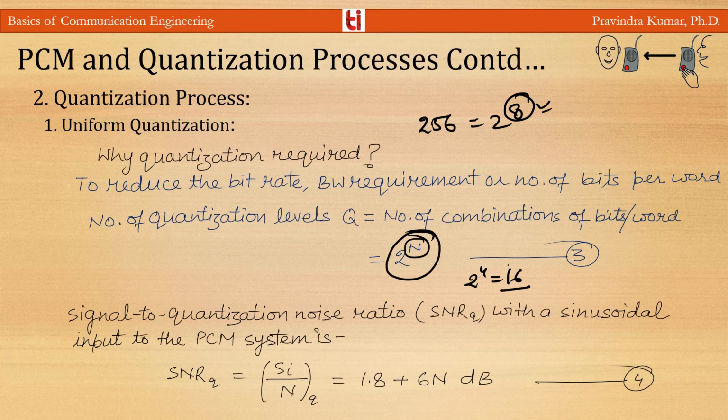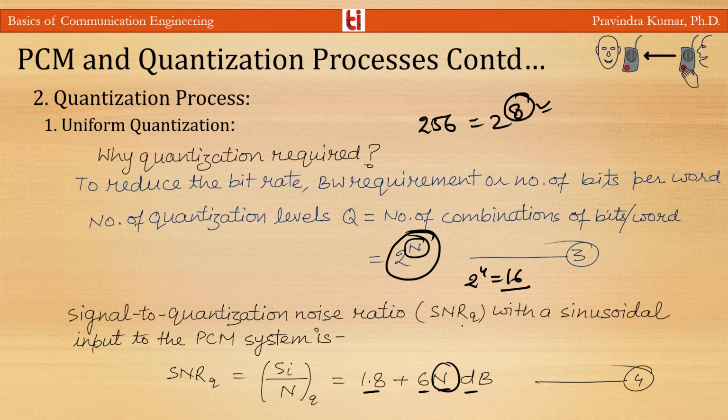The signal to quantization noise ratio with a sinusoidal input to the PCM system can be represented as 1.8 plus 6n dB. This equation shows that the signal to quantization noise ratio is dependent on the number of bits per word n, and this ratio should be as high as possible, which can be achieved by increasing n. But this increases the bit rate and hence the bandwidth of the PCM system. So the number of bits per word is a compromise between high SNRQ and the bandwidth requirement.